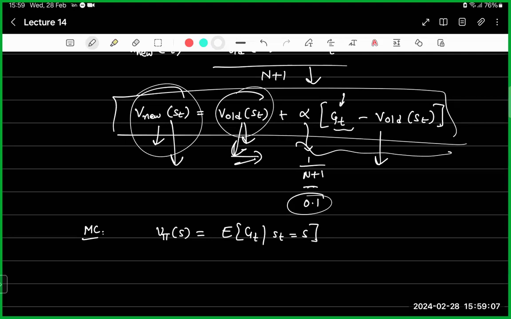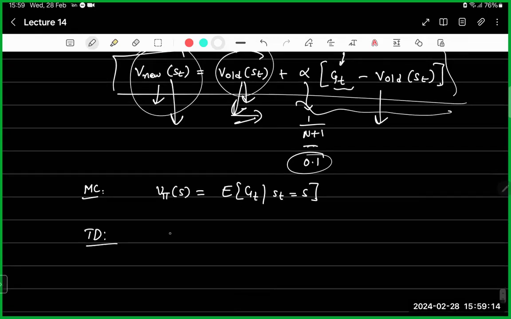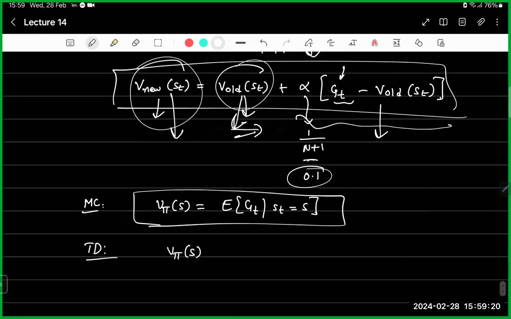So let me show you another algorithm, which is called the TD algorithm. In Monte Carlo, we are using this equation and we are just saying that V pi of s is roughly equal to GT. We are just taking this interpretation and updating our estimate. In the TD method, what we'll do is, what is the Bellman expectation equation for V pi of s? Do you remember? What is V pi of s if you use the Bellman expectation equation?